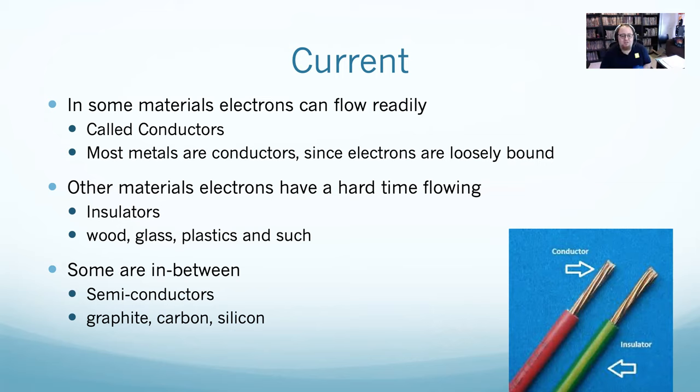Other materials, electrons can't move easily in. Anything that is an insulator is something where the electrons cannot move. That's like wood, glass, plastic. This guy's an insulator. In an insulator, electrons do not like to move, and they will stay in place.